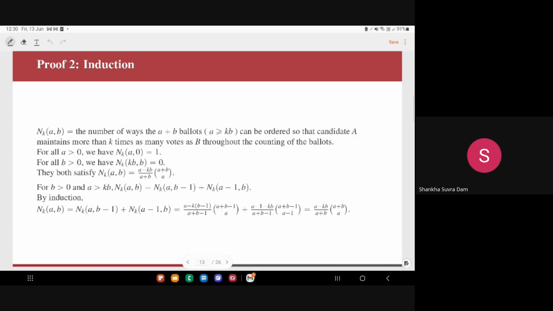Exactly the same thing. So the number of ways A plus B votes can be arranged would be this, because N(K, A, B) is N(K, A, B minus 1) plus N(K, A minus 1, B). So by induction hypothesis, we can assume that these follow the same formula as this one here. And the sum of these would give me this. And we can close the induction.